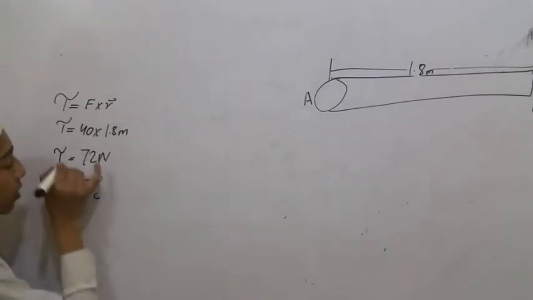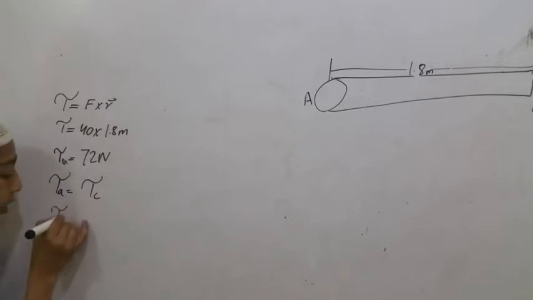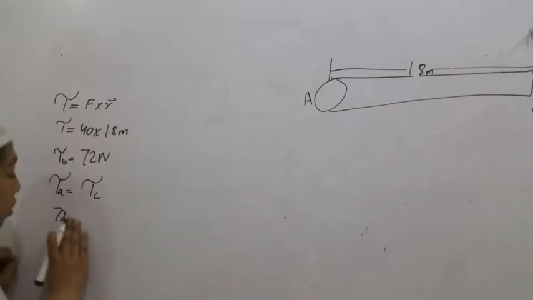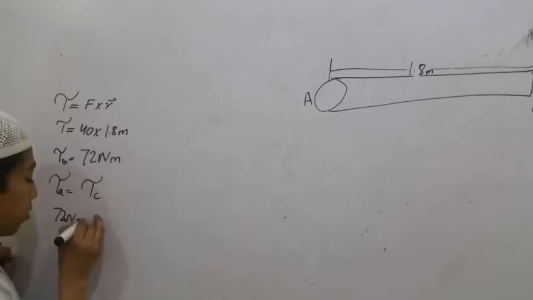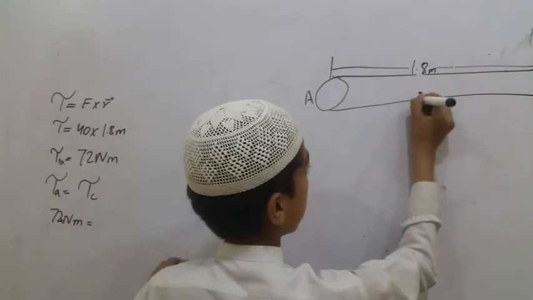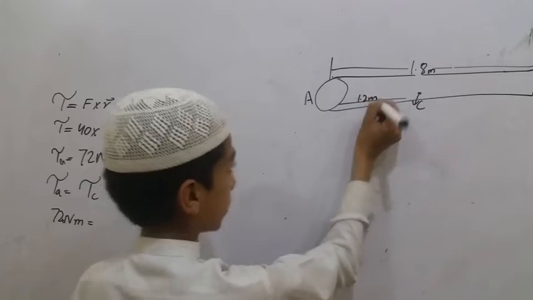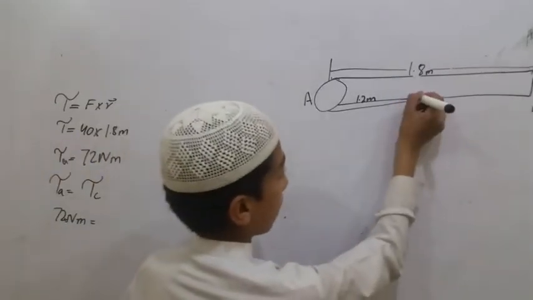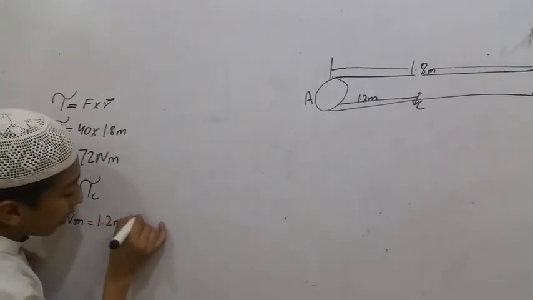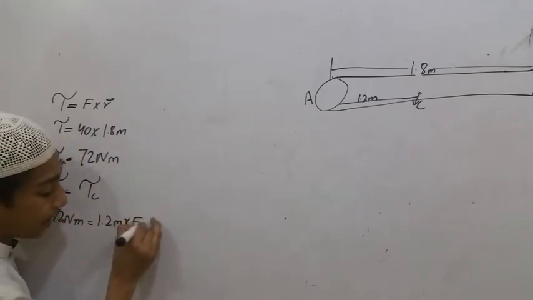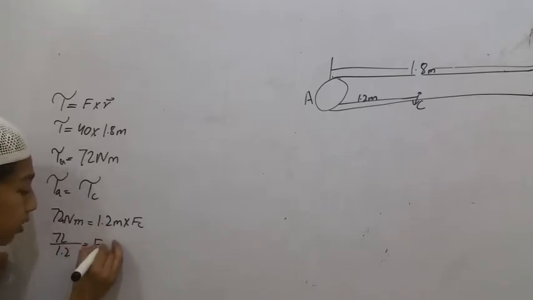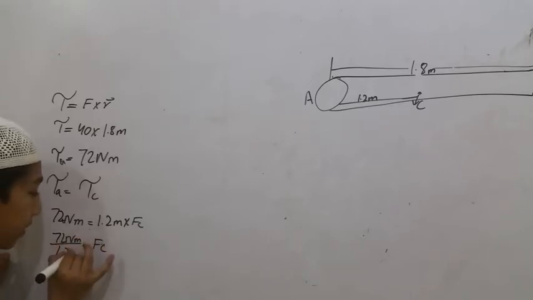And as anticlockwise torque is equal to clockwise torque, so the anticlockwise torque of 72 Newton meter is equal to, here this is point C and this distance is 1.2 meter. What is the minimum force applied at point C in order to stop the door? The distance is 1.2 meter and we have to find the force applied at point C. So 72 divided by 1.2 is equal to FC, Newton meter divided by meter.